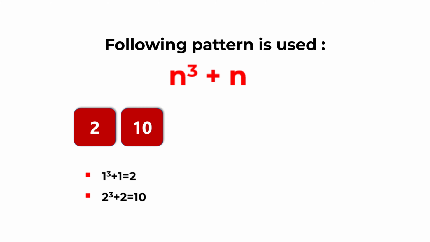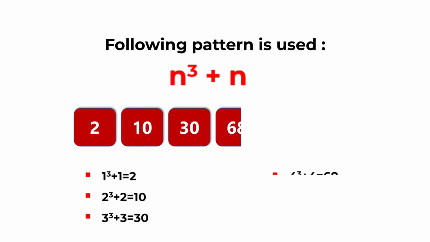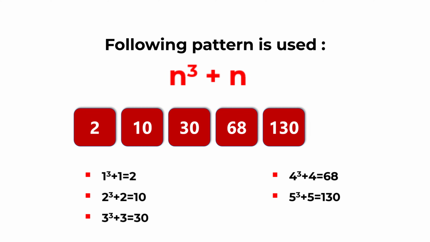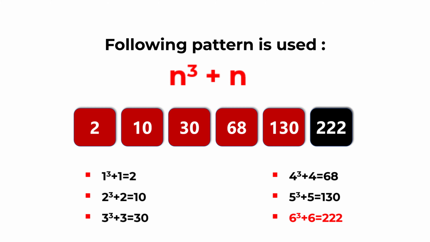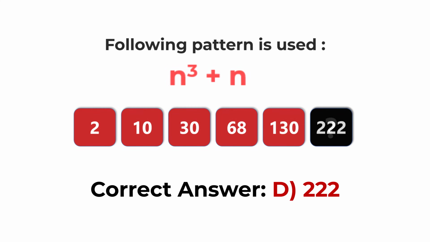The following number was calculated as 3 cubed plus 3 equals 30. Then 4 cubed plus 4 equals 68. 5 cubed plus 5 equals 130, which means that the missing number should be calculated as 6 cubed plus 6, and the result would be equal to 222. So the correct answer here is choice D, 222.